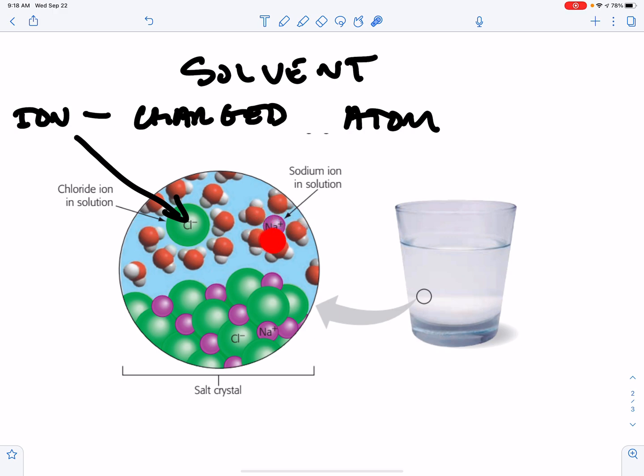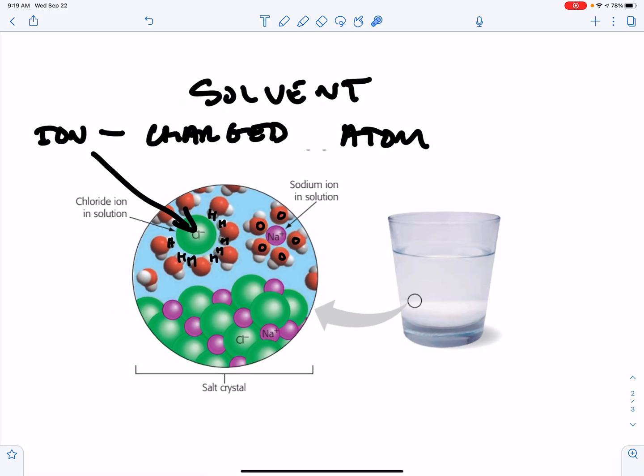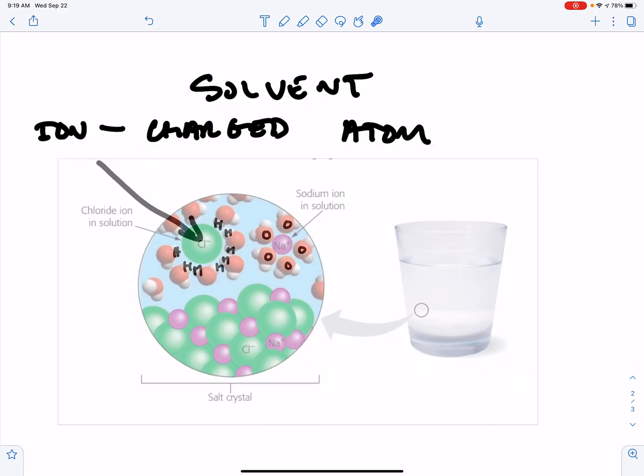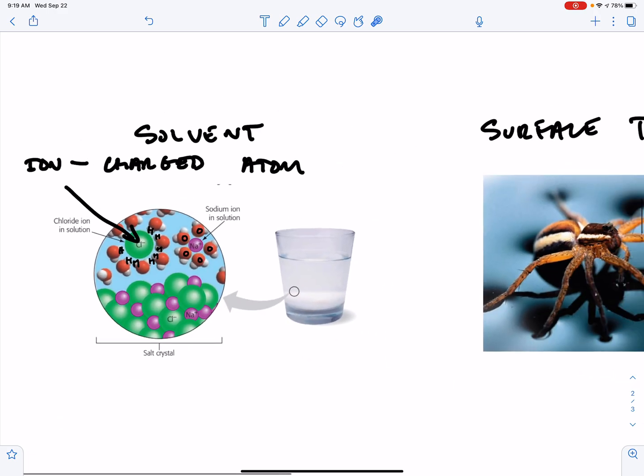So you can notice here all the oxygens are all next to sodium because they are slightly negatively charged, and all the hydrogens are next to the chloride because they're all positively charged. So water is able to support ions in solution really well. So water is an excellent solvent. So this would be an example of adhesion, water bonding to not water, other things.